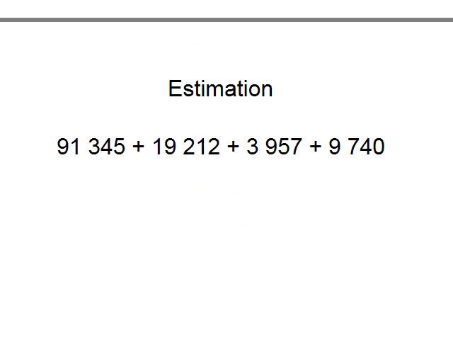Now the last one, an addition. The numbers look big and scary, but we'll cope with that. The most significant digit in 91,345 is the 9. The next digit to the right is going to decide if that stays as a 9 or goes up to a 10. Because it's in the less than 5 category, it's going to stay as 9, so this number rounded to its most significant digit is 90,000.